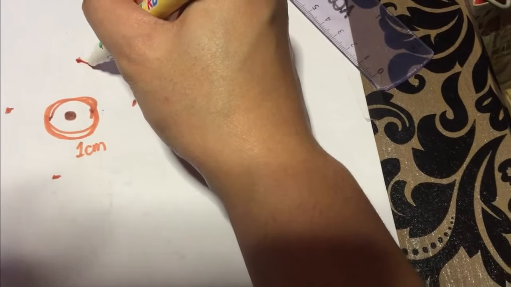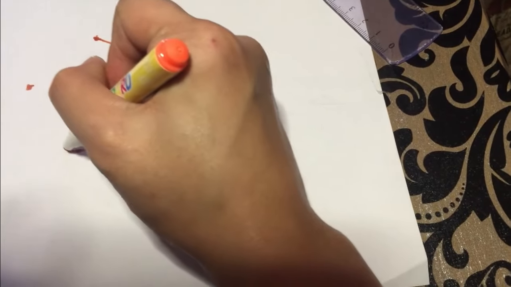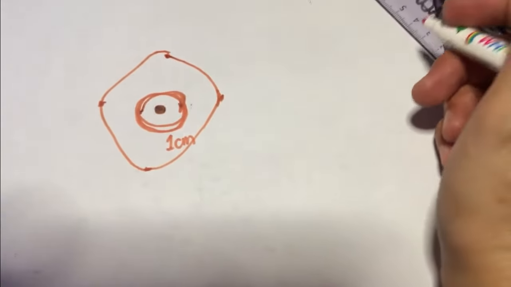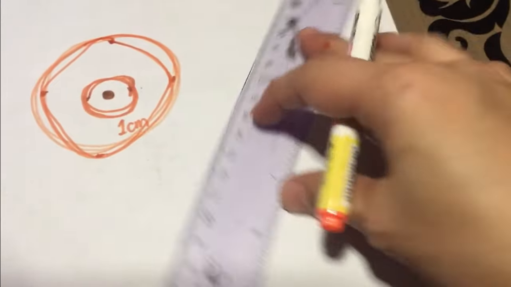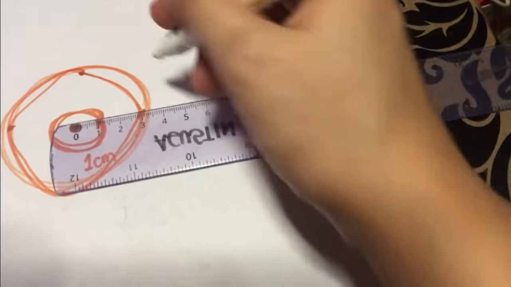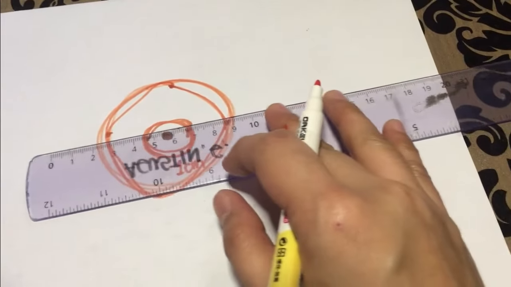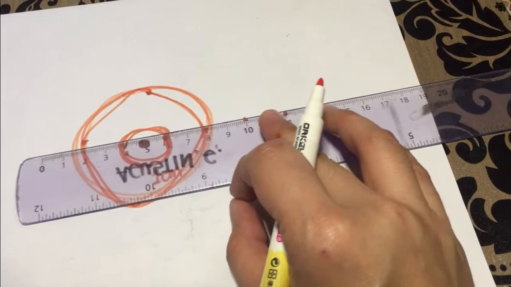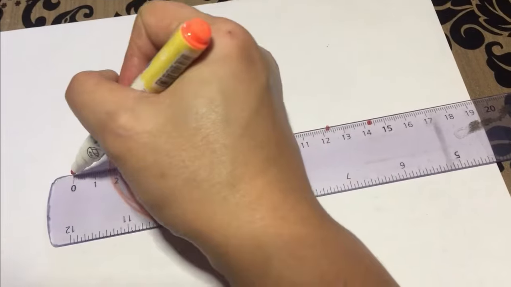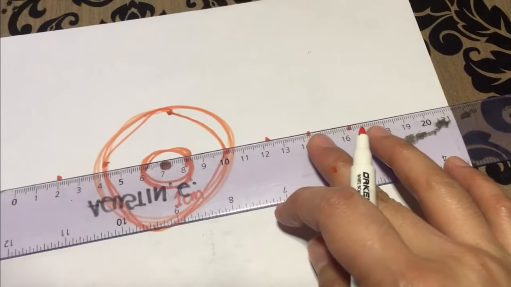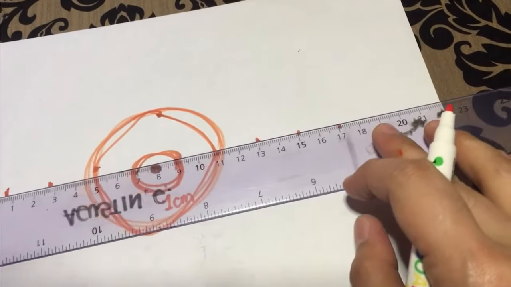So, bilog. Okay lang kahit hindi siya exact. After that, anong sunod na measurement? 3 and then 5. Sabay na natin yung 7 and then 9.